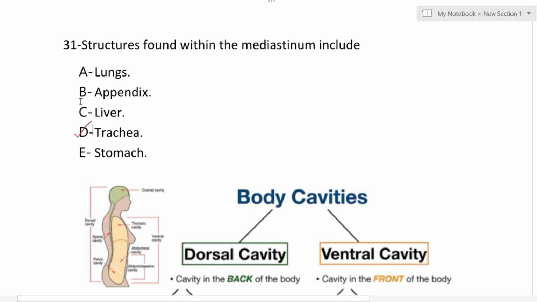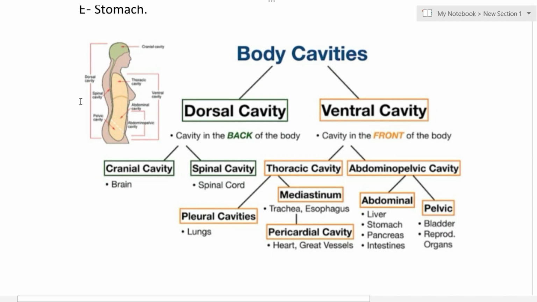We can see the explanation here. Body cavities are classified into two types, dorsal cavity and ventral cavity. Dorsal cavity is present on the back side and ventral cavity is present on the front side of the body. Question is asking about the mediastinum, so we will see ventral cavity, because mediastinum comes under ventral cavity. Ventral cavity is again classified into two types, thoracic cavity and abdominopelvic cavity. This classification I already discussed in class 1. You can check the link in the description box. Thoracic cavity is again classified into mediastinum as well as pleural cavity.